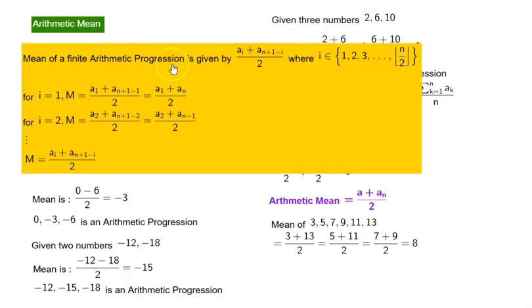The mean of a finite arithmetic progression is given by, because of the symmetry, (a sub i plus a sub n plus 1 minus i) by 2, where i is in 1, 2, 3, 4, and so on, up to floor of n by 2. Because the index has to be a natural number, if there are an odd number of terms we may end up with fractions. To avoid those fractions, we take it as floor of n by 2.